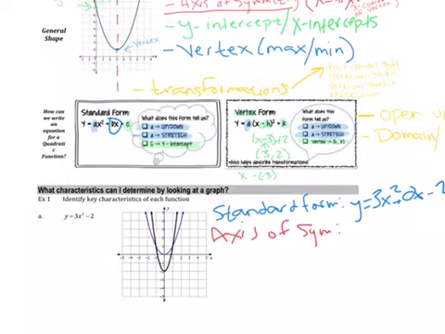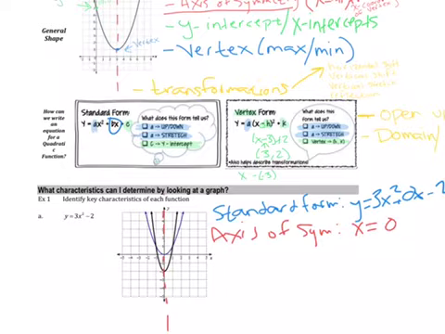Okay, this axis of symmetry. Remember, we want to write it as an equation of x equals something. It's going straight down. There's my vertex. This is going through that vertex. That looks like it's at the x value of 0. So I'm going to write it as x equals 0.